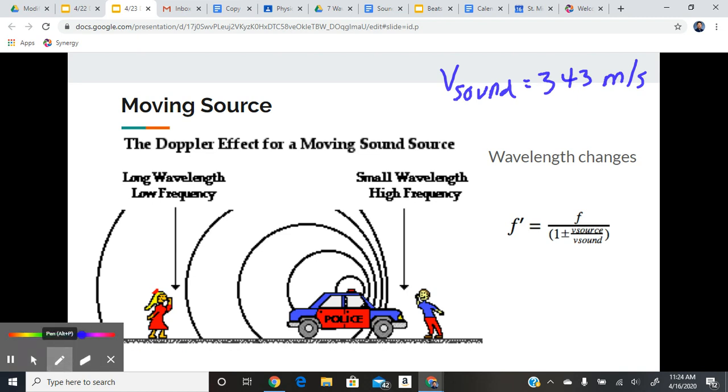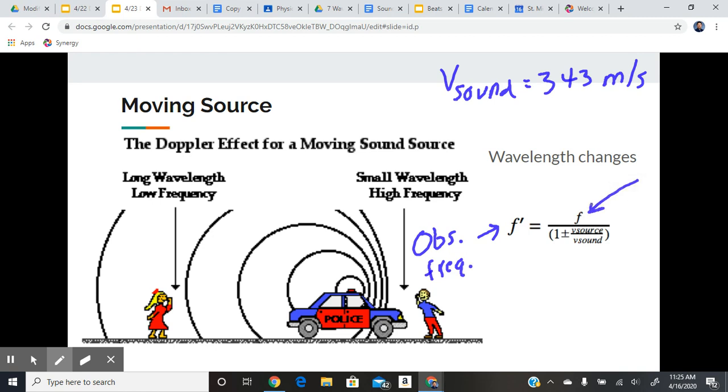The first variable right here, f prime, or frequency prime, is going to be your, let's call this observed frequency.